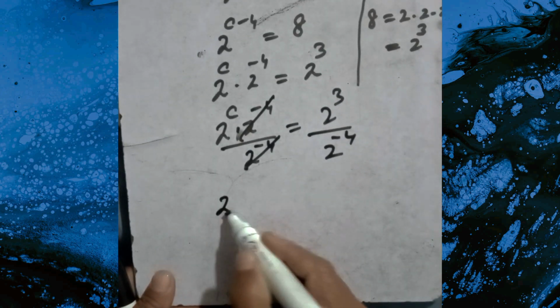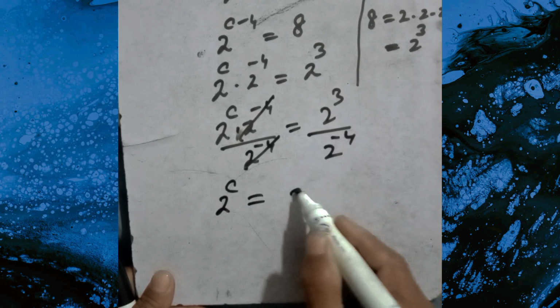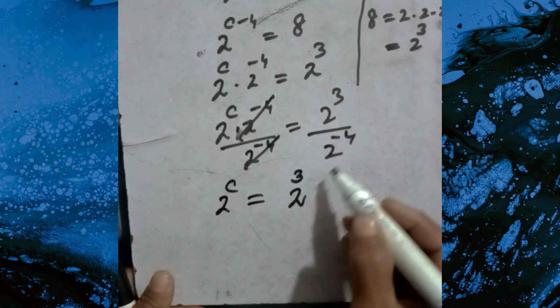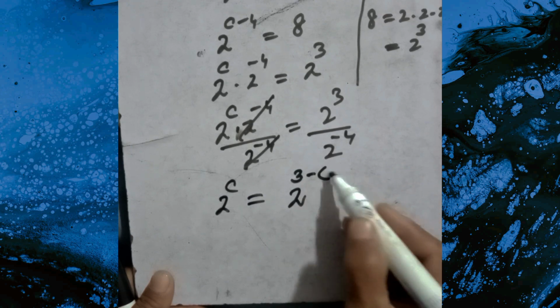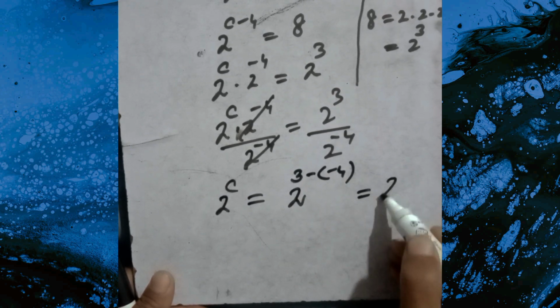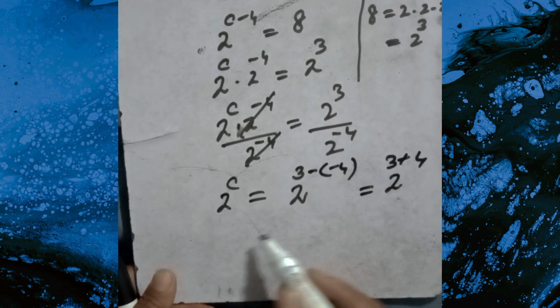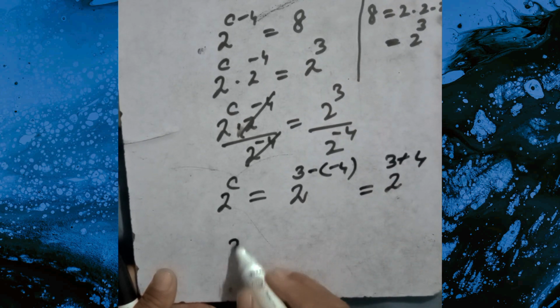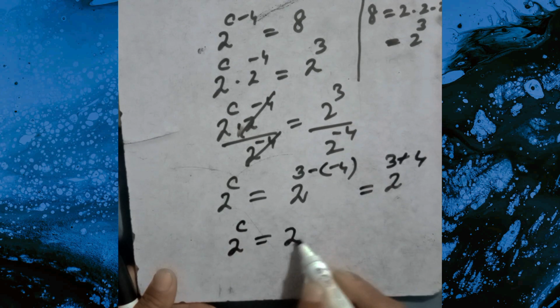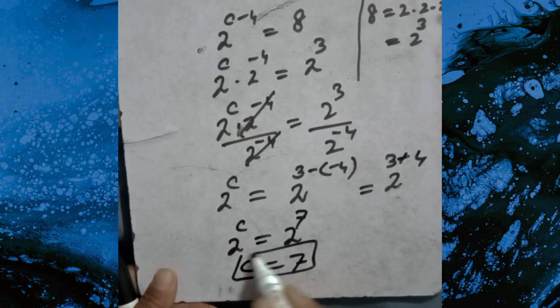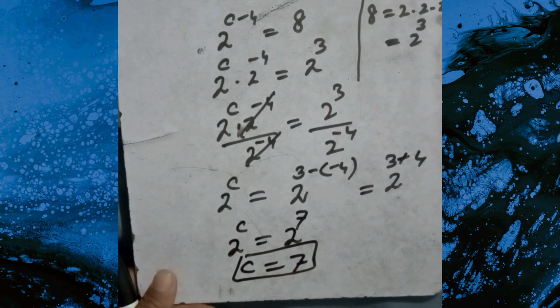Now 2 power c is equal to, here the bases are the same, so according to the exponent division rule we apply minus 4. So 2 power 3 plus 4, minus into minus is plus. The bases are the same here once again, so we take the exponent. So c is equal to 7.